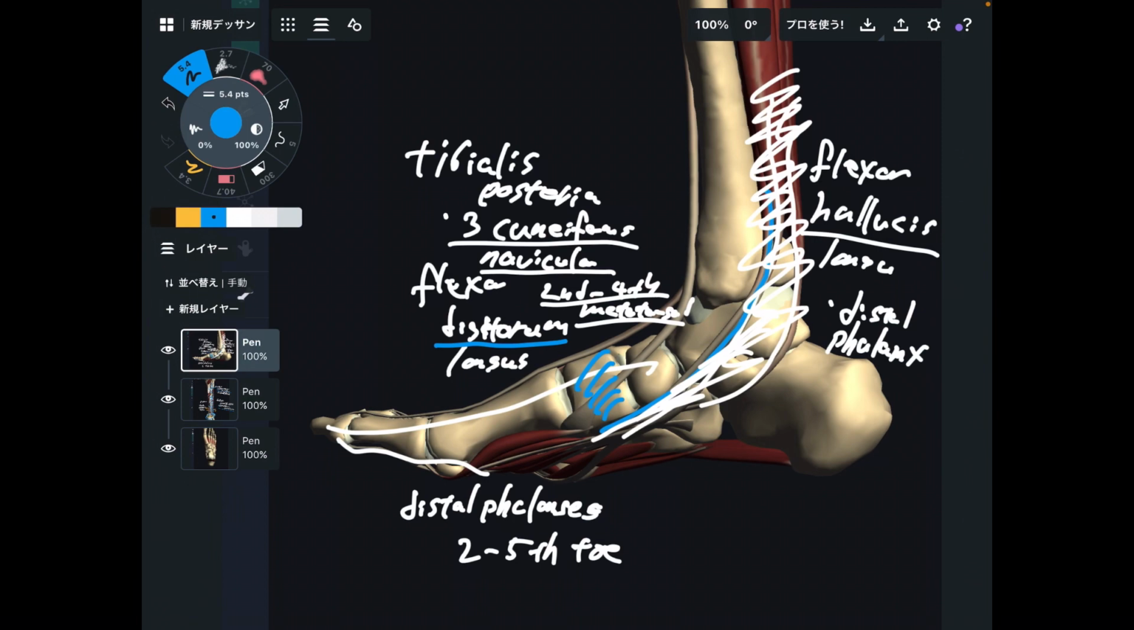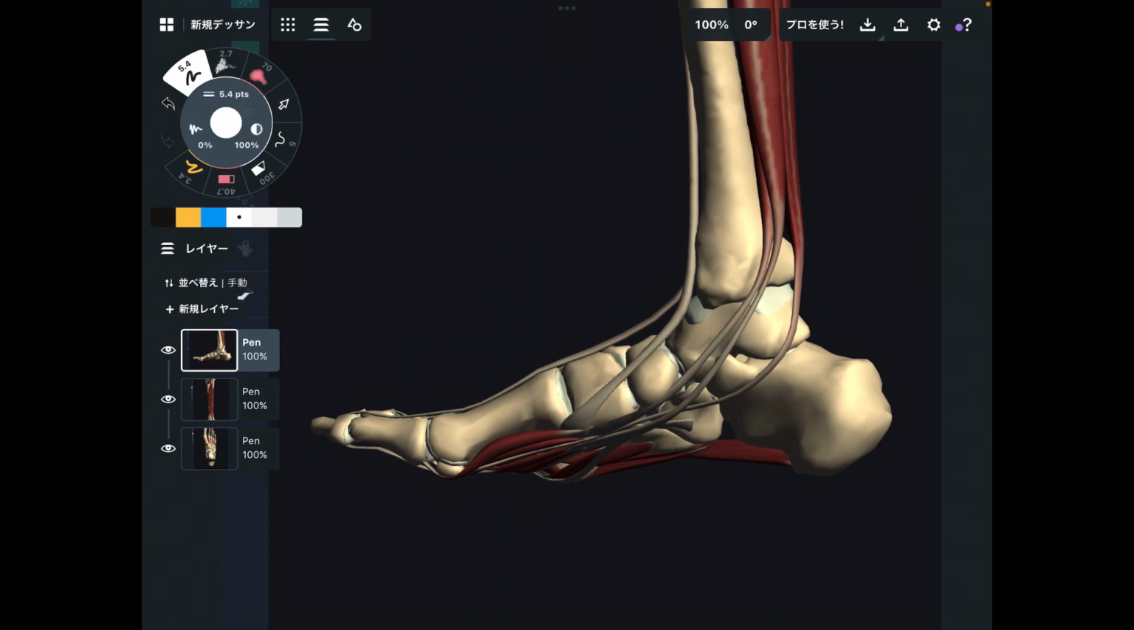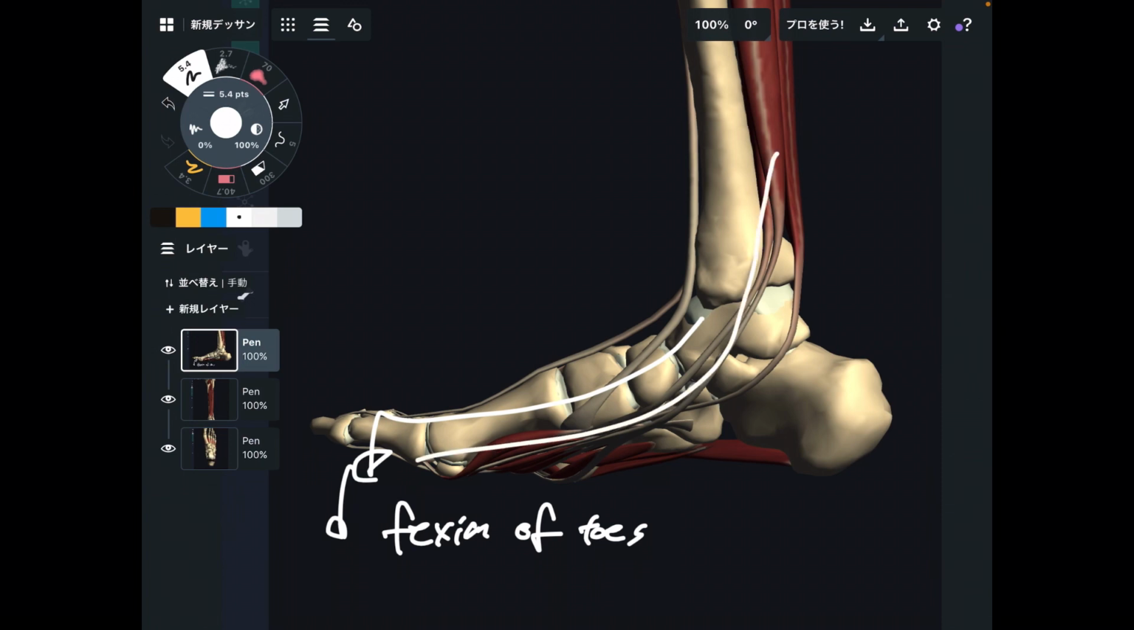So let me talk about their functions. Let me talk about flexor hallucis longus and digitorum longus function first. As the names of these muscles indicate, they flex toes. So flexion of toes. Flexor hallucis longus flexes the big toe. Flexor digitorum longus flexes the other four toes. Simple, right? Since these muscles cross the ankle joint, they move the ankle joint as well as the big toe and other four toes. As I said, these muscles pass the posterior part of the ankle joint and the medial part.